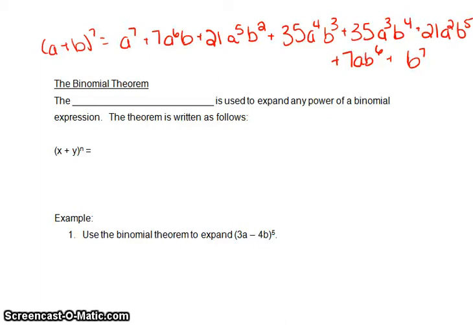All right, so now we're going to talk about the binomial theorem. This is a theorem that is used to expand any power of a binomial expression, and the theorem is written as follows. And I'm going to give you a heads up.